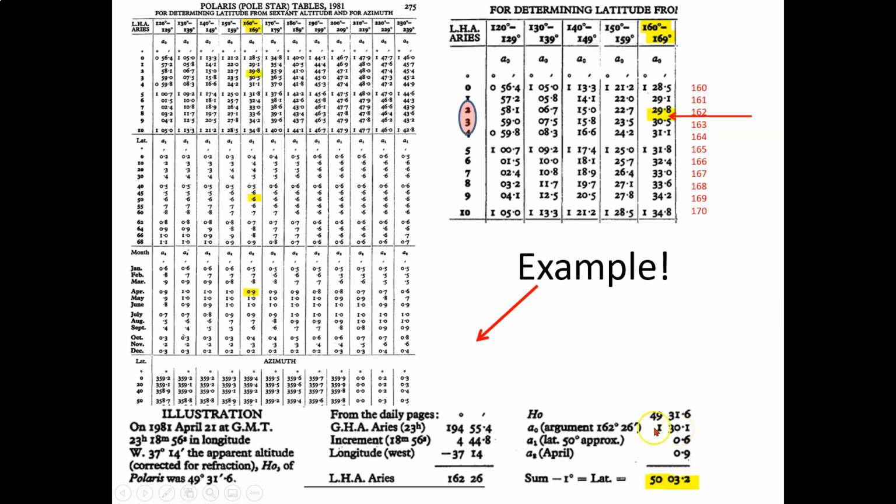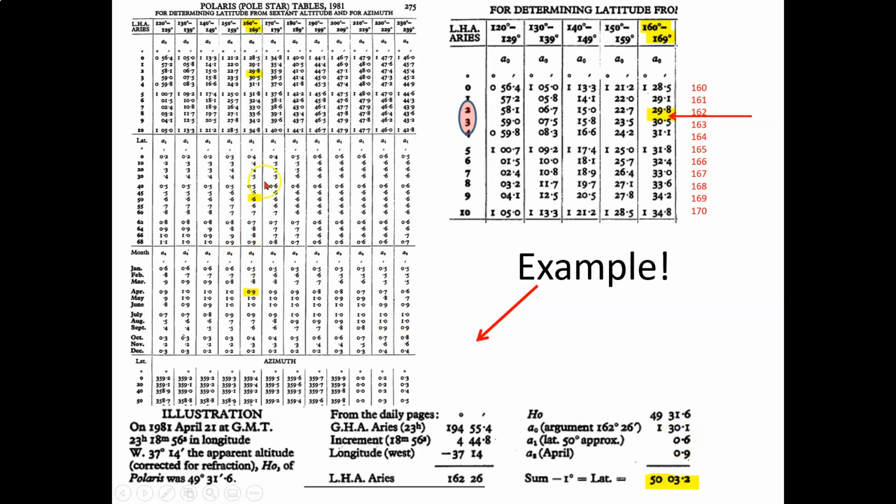Okay, great. So what is the A1 correction? Well, I stay in here and I slide down, and it looks to me like the argument now is LHA of Aries and latitude. They didn't give me my latitude, but your HO is pretty darn close to your latitude. So our latitude should be somewhere around 49.5 degrees, let's say 50 degrees. So I come back to this column and I slide down, and look, there's a number for 50. It's 0.6. So that's what goes there, 0.6.